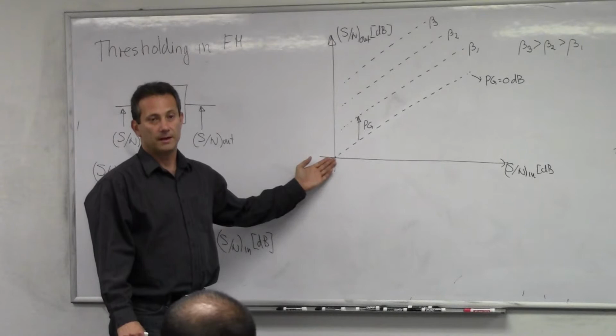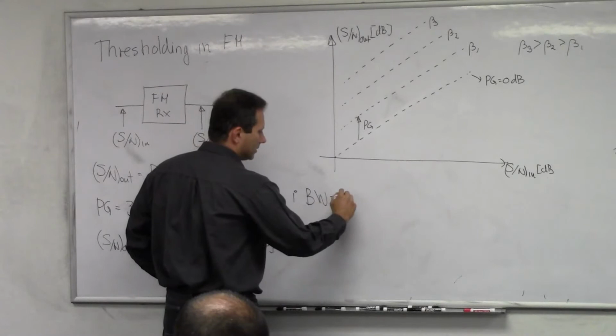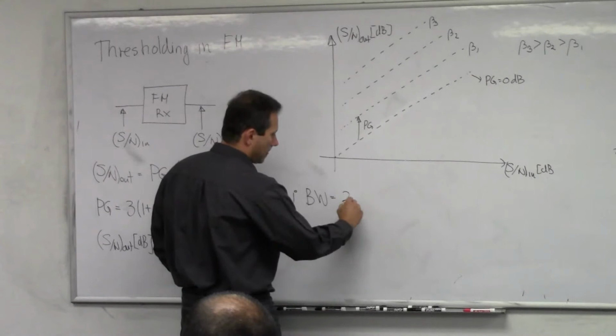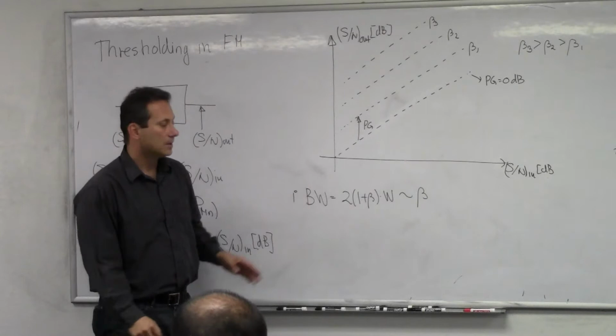But there's a catch. If you remember, there are actually two things that you need to remember. First, what is the bandwidth of an FM modulated signal? Two times (1 plus beta) times W. So it depends on beta, right? In a linear fashion, if beta grows, the bandwidth requirements grow as well. The second one is the key here.